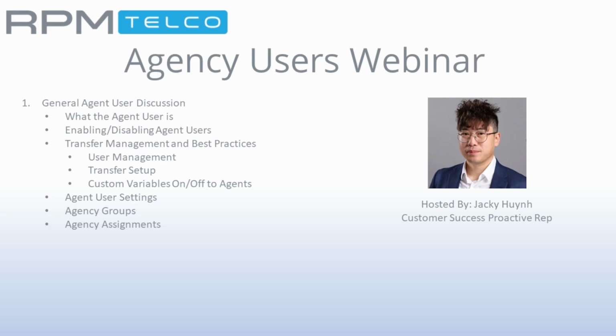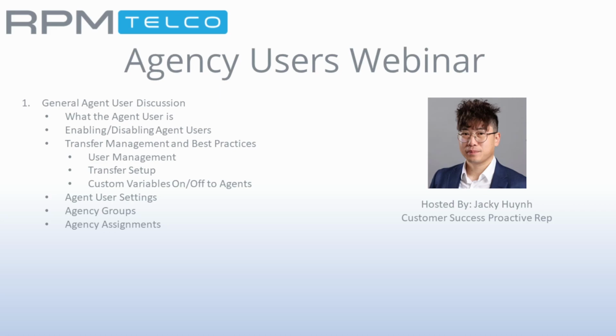I work for RPM as the Customer Success Proactive Representative, and in this webinar today, we're going to be talking about agency users in general. So we're going to start by going over the agent user discussion, pretty much what an agency user is, enabling and disabling them, and then we're also going to be looking into things like transfer management, when you start setting up transfers to send commission data from your subscription to another subscription. You're going to get a view of both the transfer management from the aspect of setting it up as well as receiving it a little bit at the end.